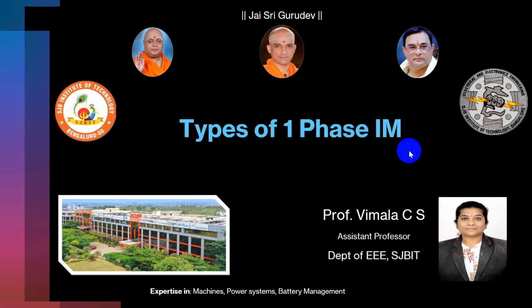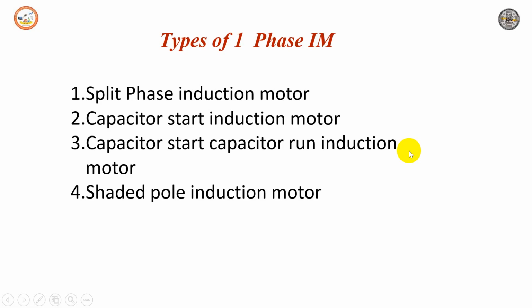To begin with, the different types of single phase induction motor are split phase induction motor, capacitor start induction motor, capacitor start capacitor run induction motor, and shaded pole motor.